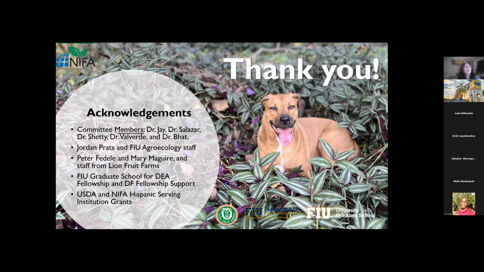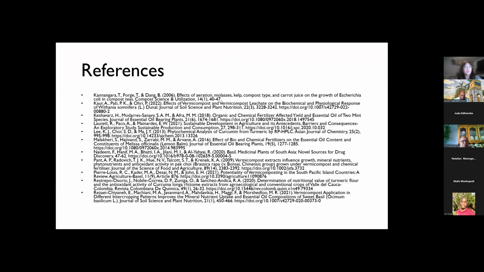Also, all of the staff from Land Fruit Farms, Peter and Mary as well, who helped fund this research and graciously gave me a part of their farm to be able to complete all of these experiments, and the FIU graduate school for the DA fellowship and also the DF fellowship, which actually helped me finish all of this work as well. And finally, I was also funded by the USDA and NIFA Hispanic Serving Institution grants. And so these are my references, guys.